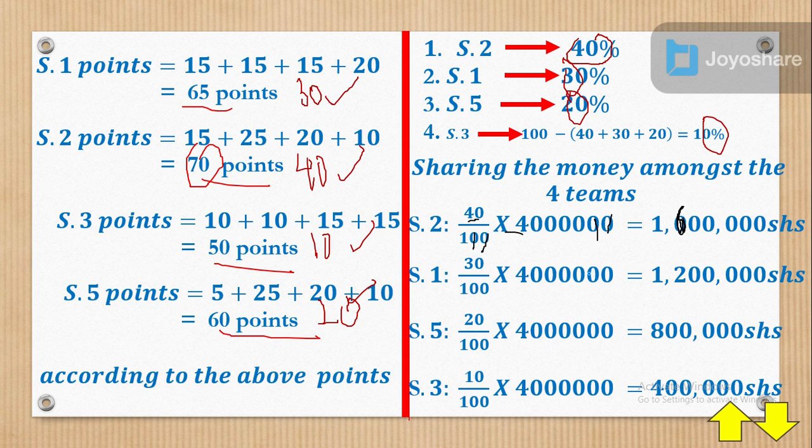So now let's proceed. So senior 2 got 1,600,000, senior 1 got 1,200,000, senior 5 got 800,000, and senior 3 got 400,000. Let's now see what next. So that also marks the end of activity of integration number 2, senior 1. Let's move on.